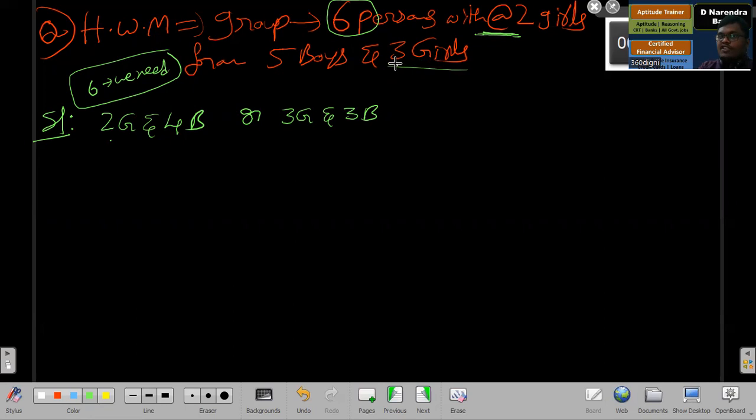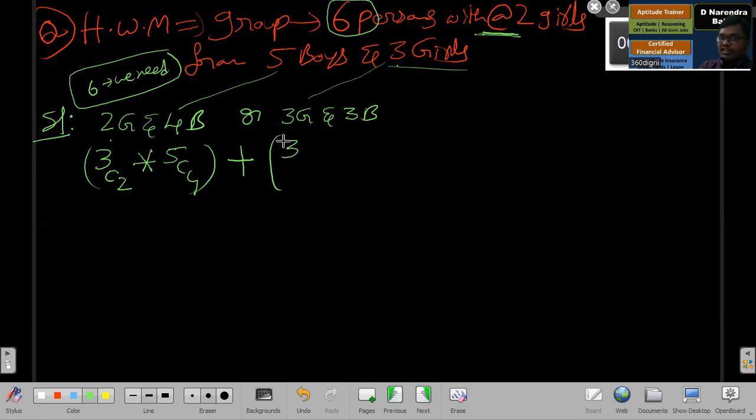Now write the equation for this. 2 girls out of 3: 3C2, and multiplication, 5 boys, we need 4: 5C4. Or, plus 3 girls out of 3: 3C3, and multiplication, 5 boys, out of 5 we need 3: 5C3.